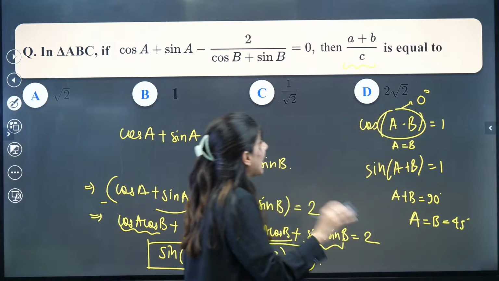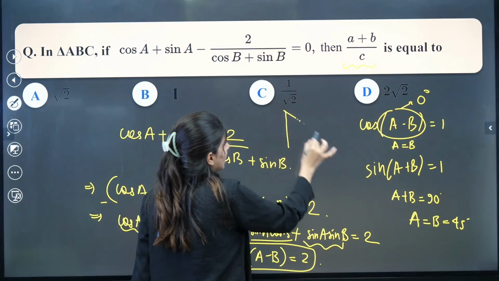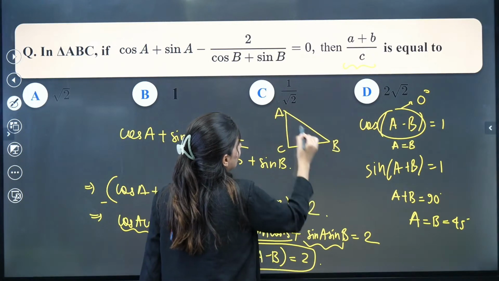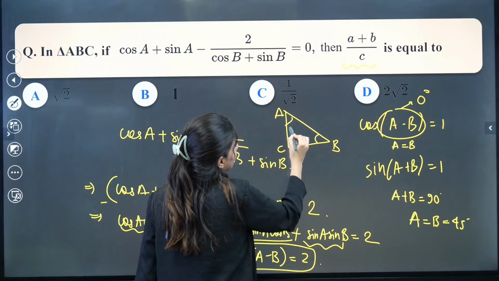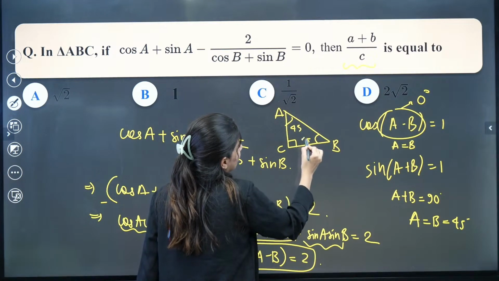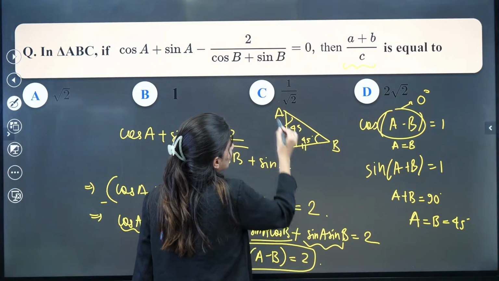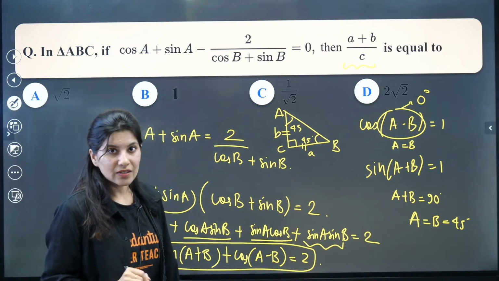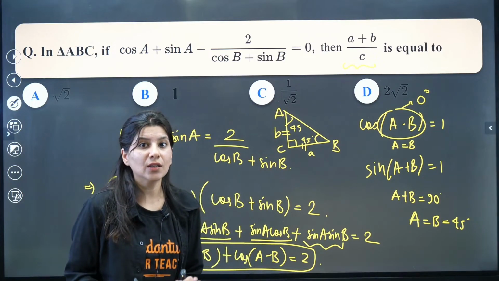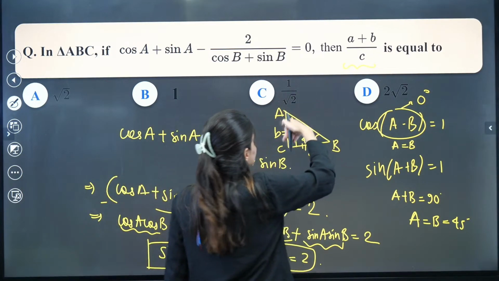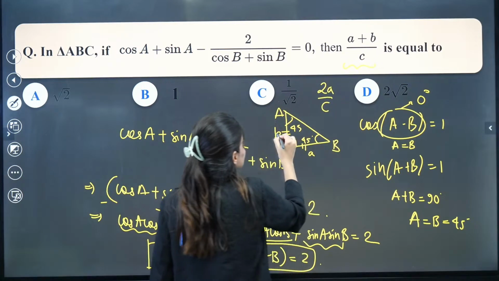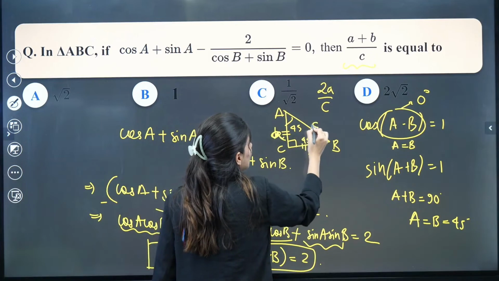Alright. So in triangle ABC, this is C, this is A, this is B. 45 degrees, 90 degrees. And these two sides are equal. That means A and B both are equal. First of all, A and B both are equal. So basically what is happening over here? This side is A, this is also A, and this is your C.